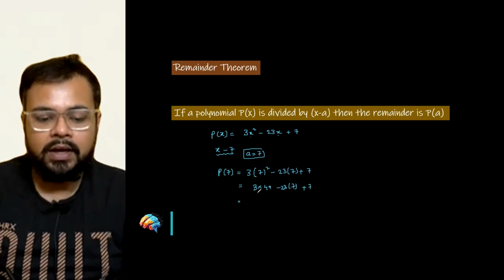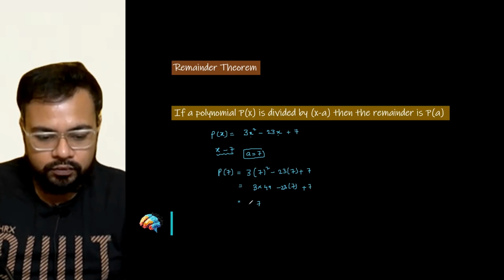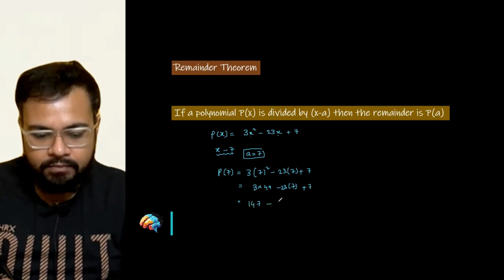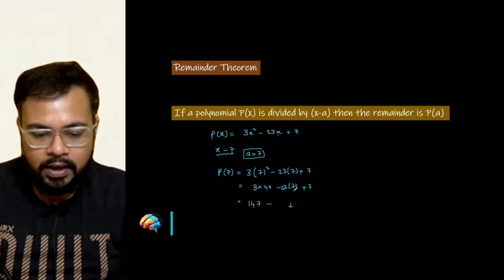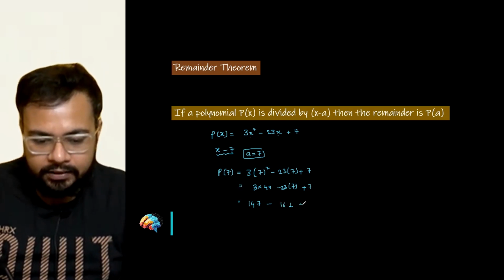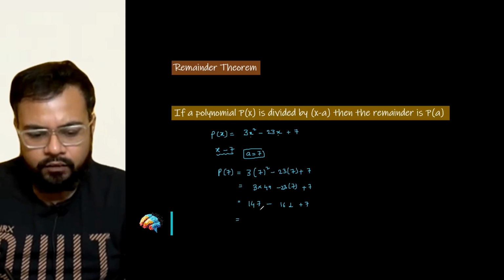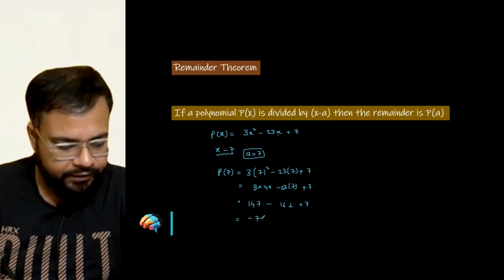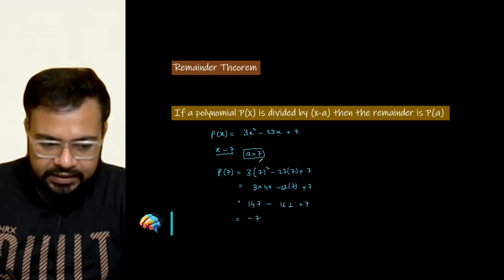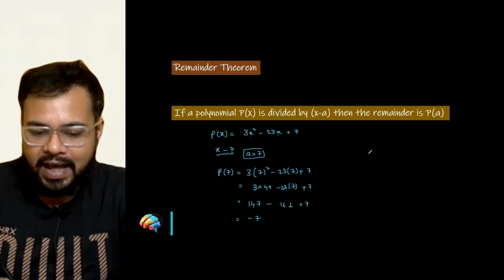What does that give us? 3 into 49 gives 147. We get 147 minus 23 into 7, which gives us 161. So doing the simplification here, we get minus 7. Is that true? Let us verify that. Let us actually divide and see if we are getting minus 7 as the remainder.